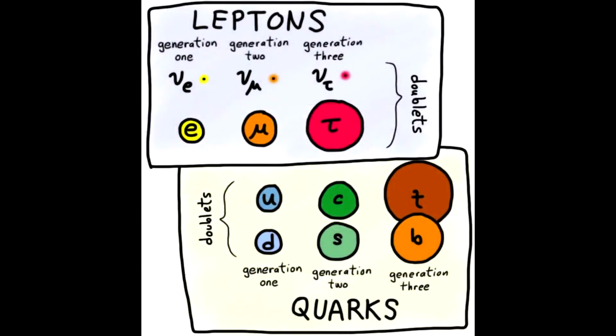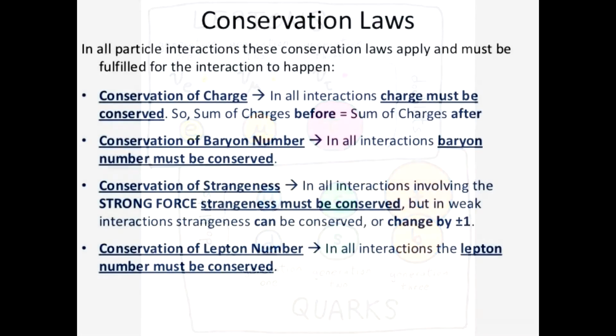A lepton is a particle that is not affected by the strong nuclear force. Muons, electrons, and neutrinos are all examples of leptons, and all leptons have to obey the conservation of lepton number law. There are 3 conservation laws for quarks: the conservation of charge, strangeness, and baryon number.